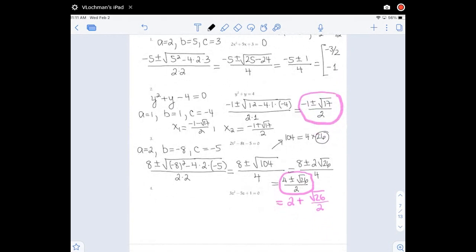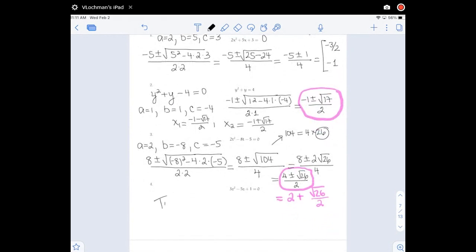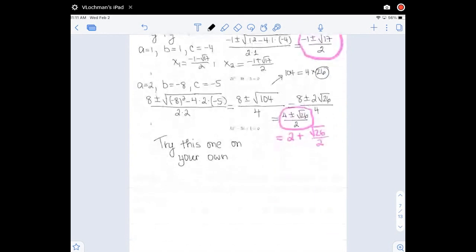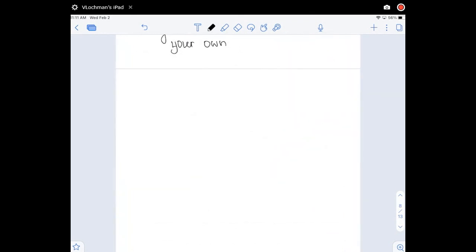Any other questions? So we'll try this one. If we have time, we can do this at the end of the class. Okay, but now what I want to do is make this connection with the discriminant.